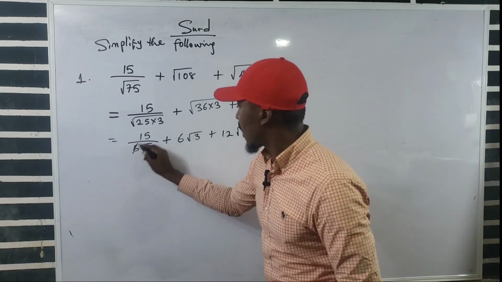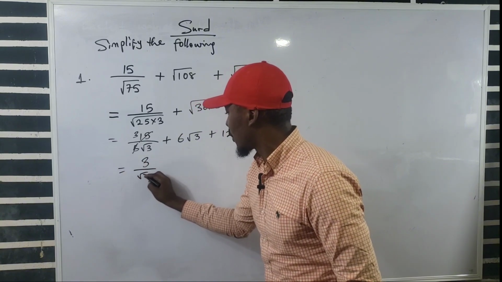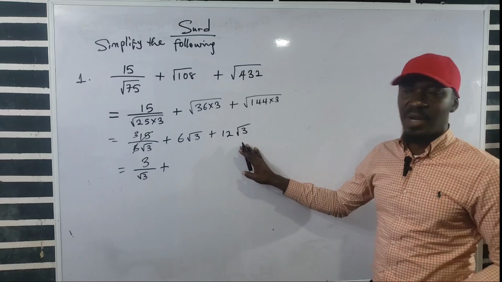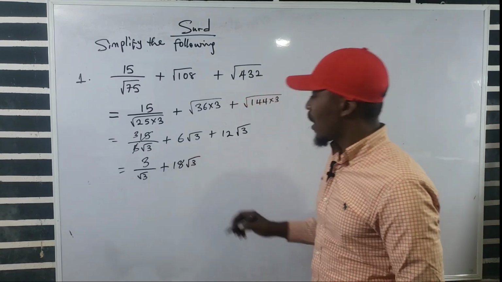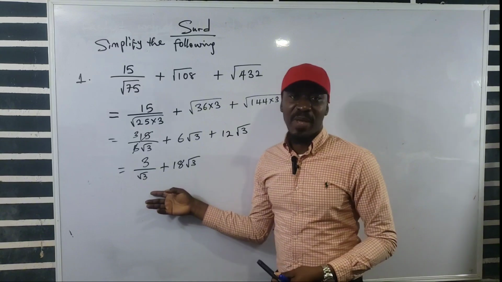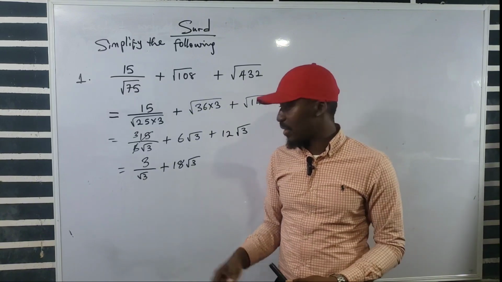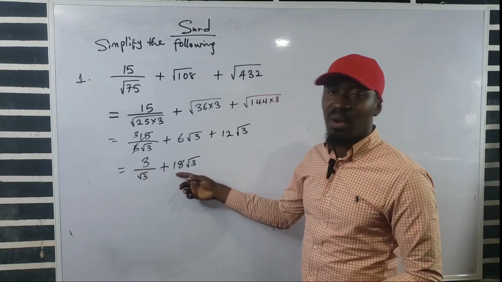Okay, now this and this here will give us 3, so I'm going to have 3 root 3, plus, take care of these two since they don't have any fraction in them, so that will give us 18 root 3. Now we are not going to stop here. Like I said, you don't leave your answer with a surd at the denominator, so we need to get rid of this. But how can we get rid of that when this one doesn't also have that?